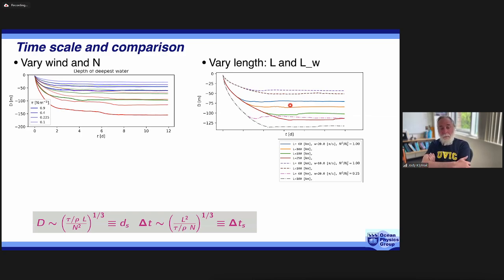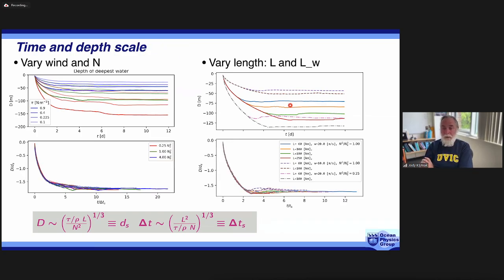And then we came up with a scaling where you could say this depth is proportional to the wind stress to the 1/3, the length to the 1/3, and N squared inversely to the 1/3. And the time scale also varies in a similar sort of fashion. And when you use that scaling, you get a very nice collapsing.